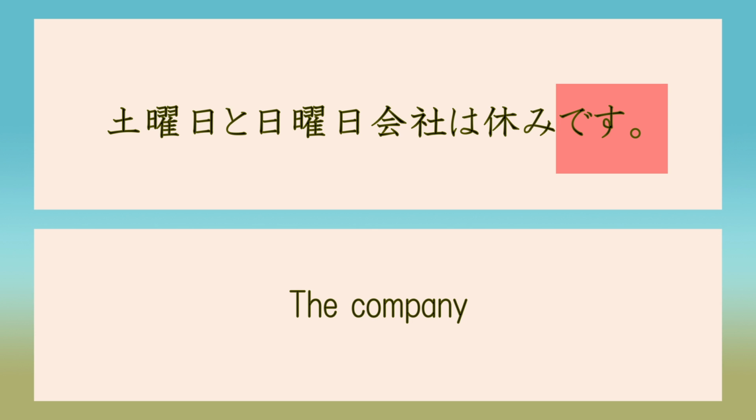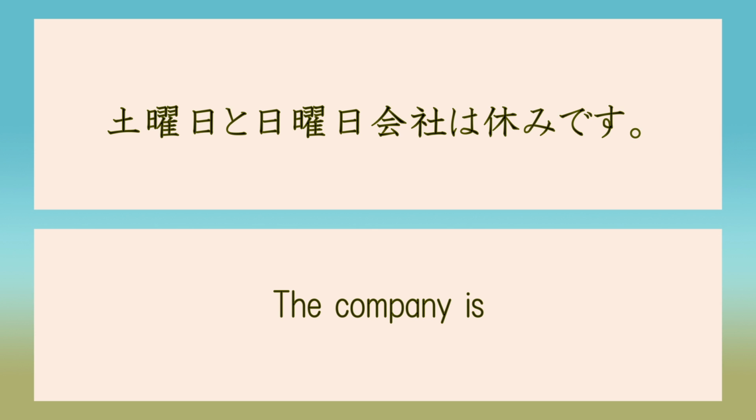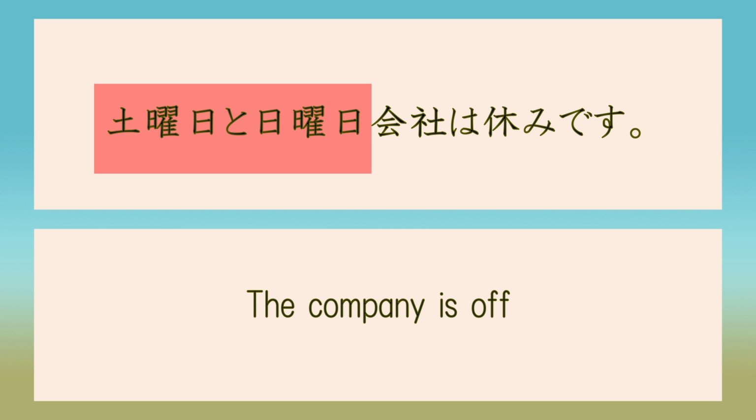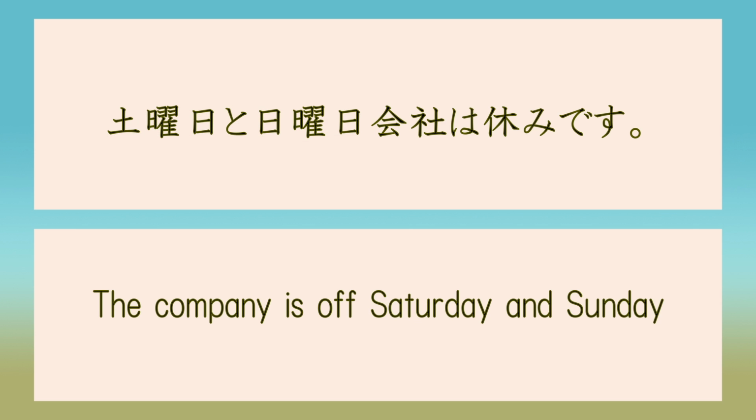Alright, so now in this new sentence we have a new topic in 会社は, so the office, the company. Then we look at the main verb です. So again, we're going to use be. The company is. And then we go backward and we have 休み. So 休み is off, to rest, to be off. The company is off. The company is closed. And before the topic, we actually have a time indicator, which is 土曜日と日曜日, Saturday and Sunday. So the company is off on Saturday and Sunday.